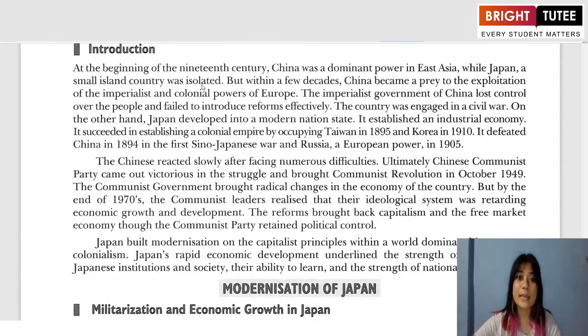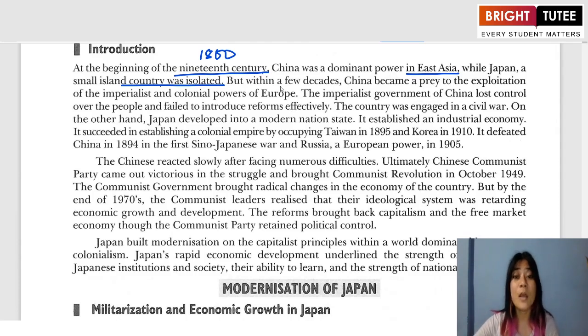Now, in the beginning of the 19th century, in the beginning of the 1800s, China was a dominant power in East Asia. And Japan was a small country and it was isolated. So in the beginning of the 19th century, Japan was not powerful. It was a small island country and it was quite isolated, quite separated. But China was a dominant power in East Asia, in the eastern part of Asia.